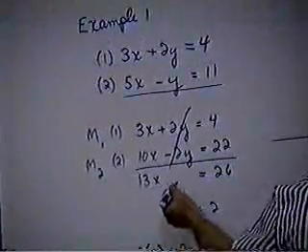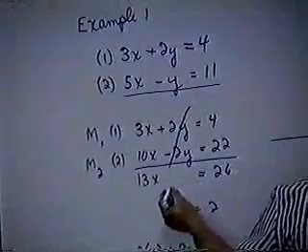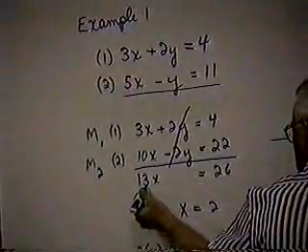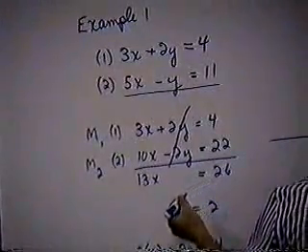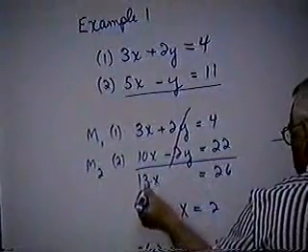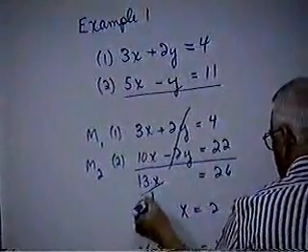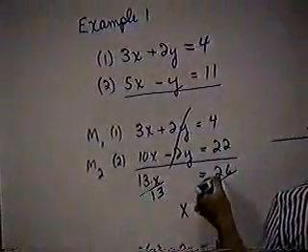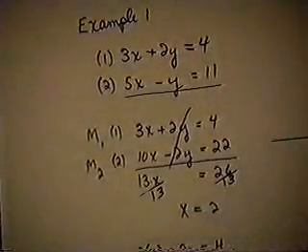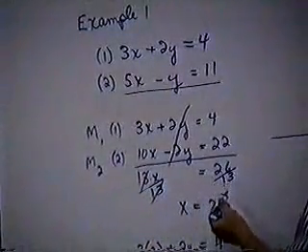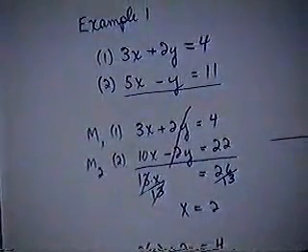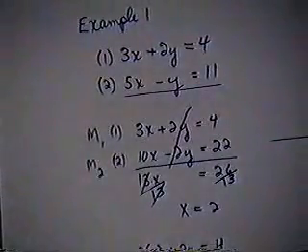We have now 13x equals 26, and the rule is if I want to move any number from one side of an equation to the other one, I do the opposite operation. These are connected by multiplication, therefore I divide both sides by the same thing. And the 13's drop out here, and I leave x. 26 divided by 13 is equal to 2. So I found x equals 2.